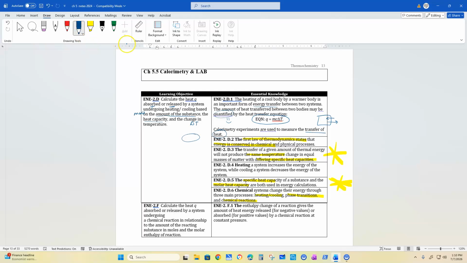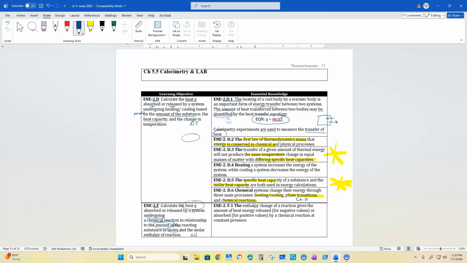Phase changes, we talked about this in Intermolecular Forces, Chapter 11. Heating and cooling, we are going to talk about that some more here and in the lab. But then what happens if it's a chemical reaction? So we're going to get into those 3. Learning objective number 2: calculate the heat that's absorbed or released by a system undergoing a chemical reaction in relation to the amount, so we've got mass again, the reactant substance in moles, and something called molar enthalpy of reaction.